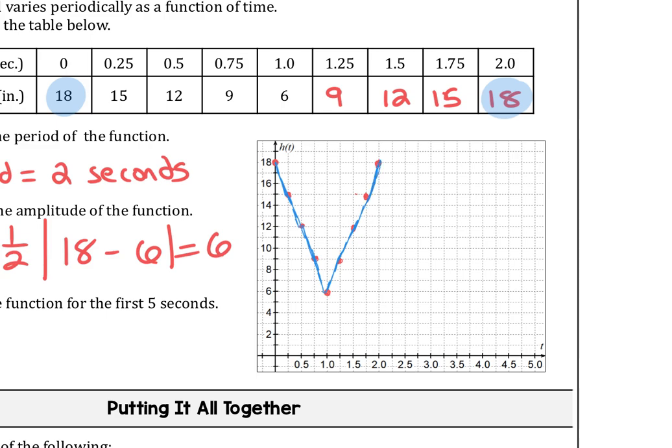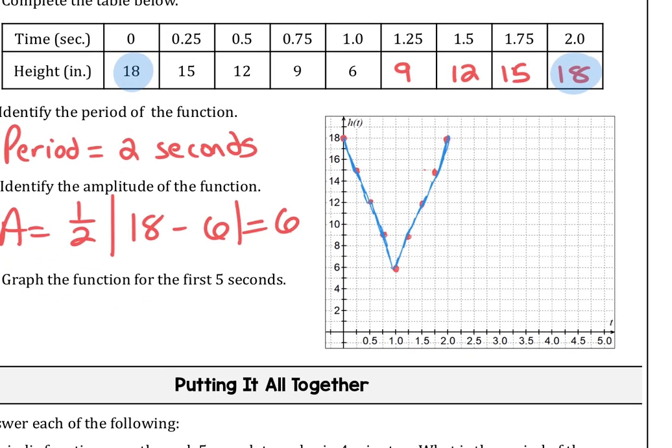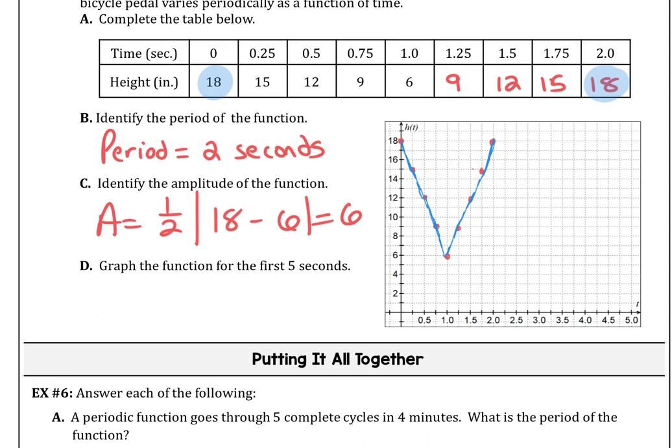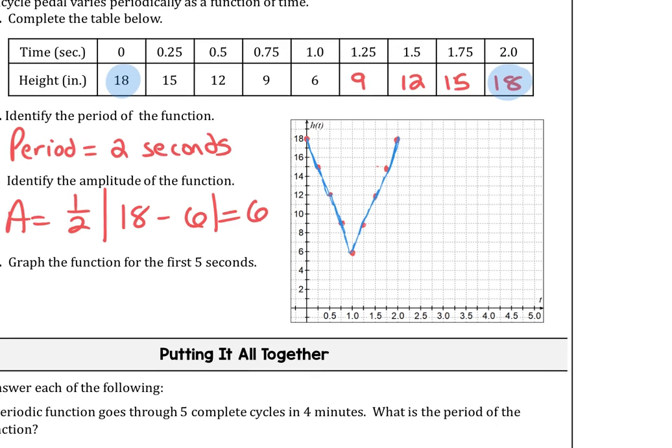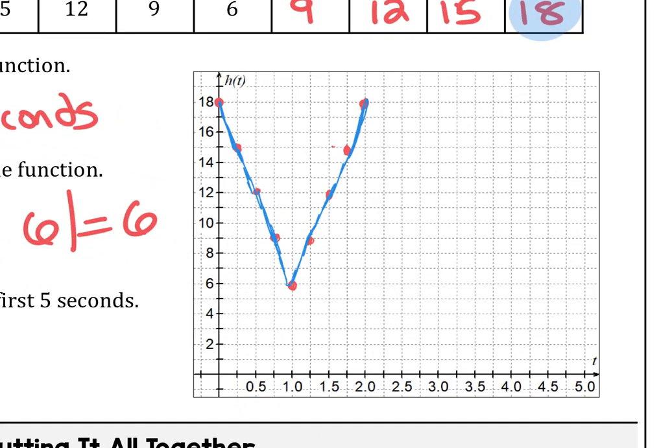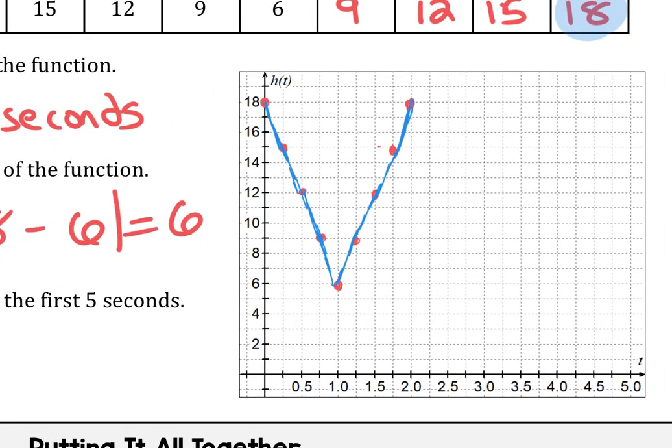Now, I am going to talk about our amplitude real quick. Our amplitude is 6, which means the distance between our midline and our max should be 6. The distance between our midline and our min should be 6. If we think about it, 18 minus 6 is 12, and 6 plus 6 is 12, so our midline is going to be right here all the way across the graph. Like I said, for the sake of time, I'm not going to finish graphing those points, but what you would do is simply repeat the process.